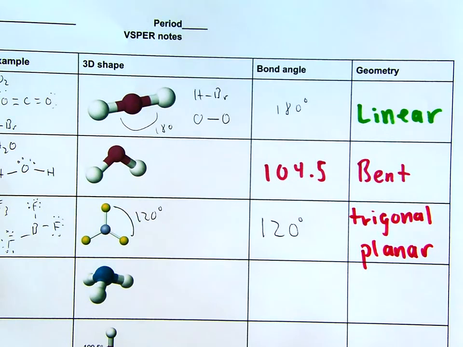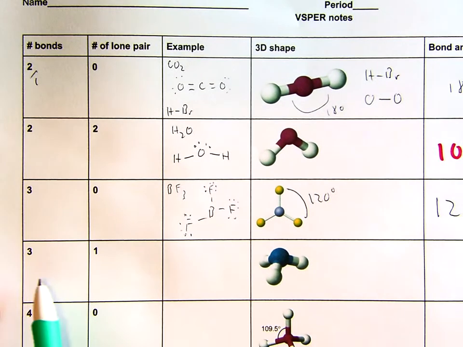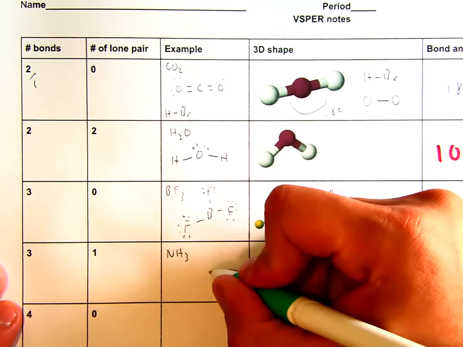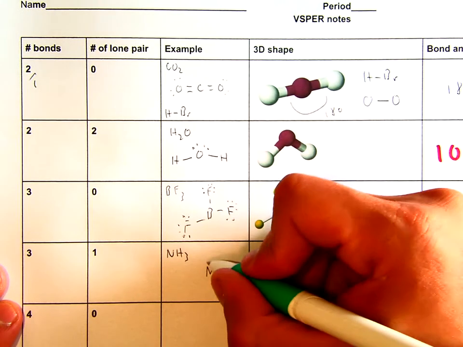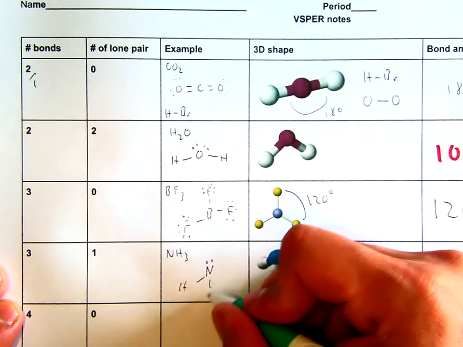All right, I'll take a similar example, but slightly different here. What if we have 3 bonding regions, same as this, but 1 lone pair? An example of that would be NH3. If we draw the Lewis structures, you have to draw the Lewis structures to figure out the type of shape. You can't just really look at it and guess. You have to draw that Lewis structure first.